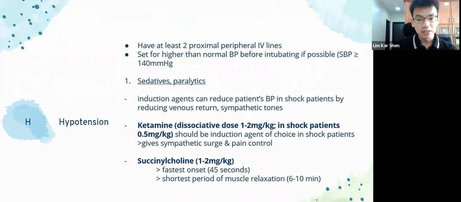Induction agents such as benzodiazepine and propofol can reduce the patient's blood pressure in a shock patient by reducing the venous return and also the sympathetic tone. So the induction agent of choice would be ketamine in a shock patient, as it gives sympathetic surge and pain control. For paralytic agent, can use scoline or rocuronium.